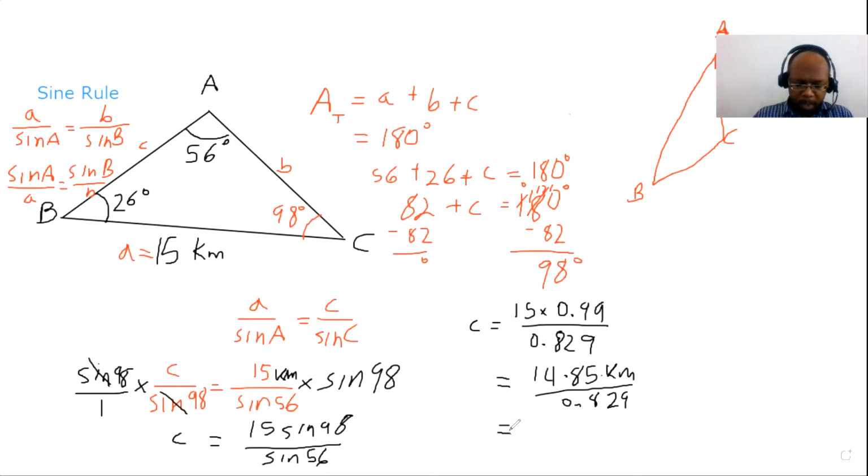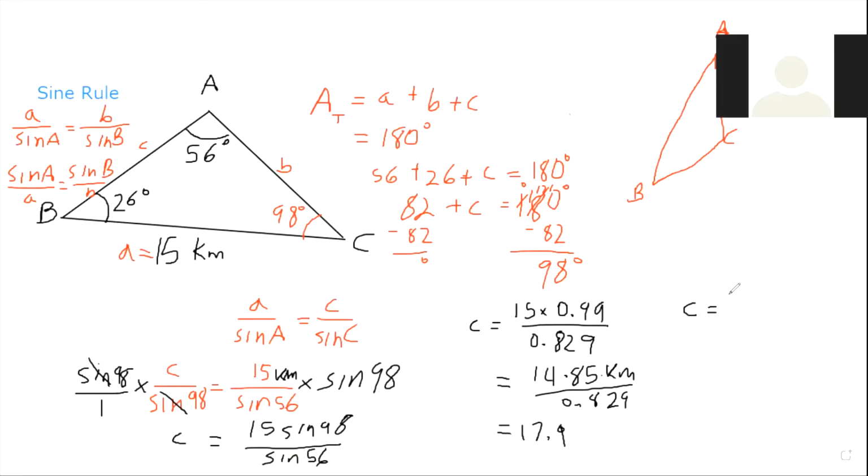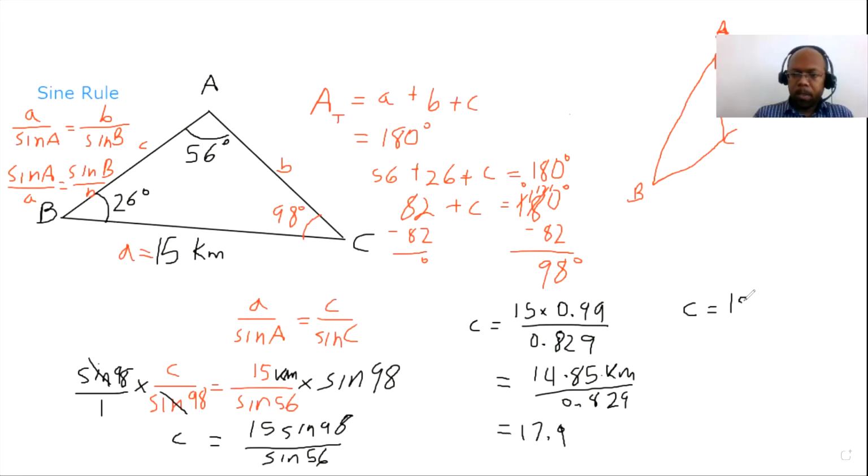Okay, so 14.85 divided by 0.829 gives me 17.9. But you know that we're supposed to round this thing off, right? So what's my final answer, guys? 18. 18 kilometers. Don't forget the km. Guys, that's our lesson for today. Please take a screenshot if you can.